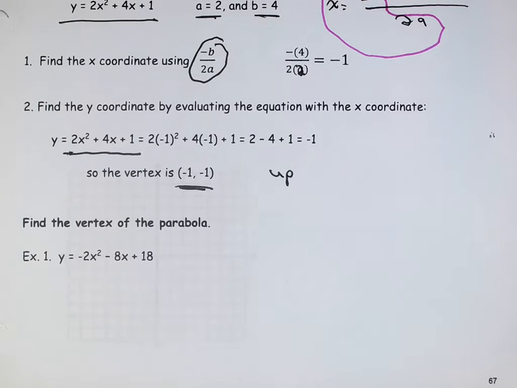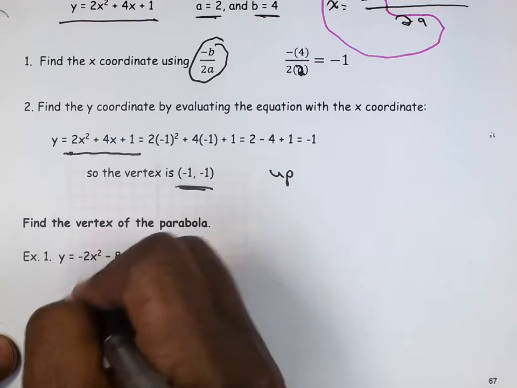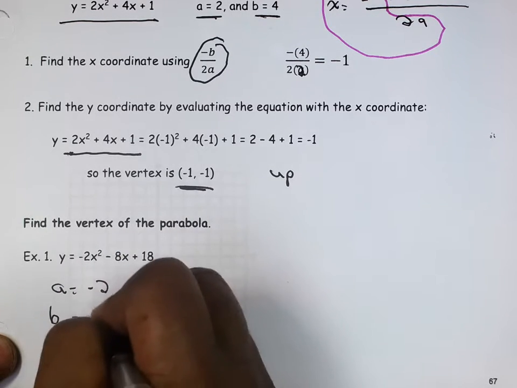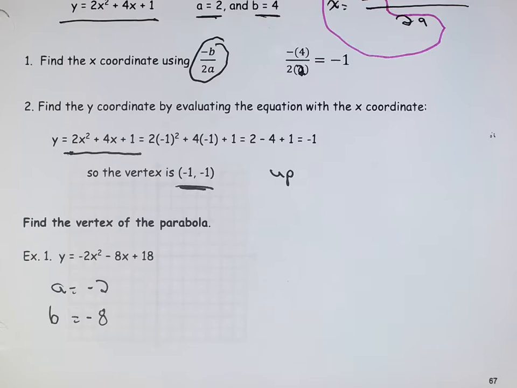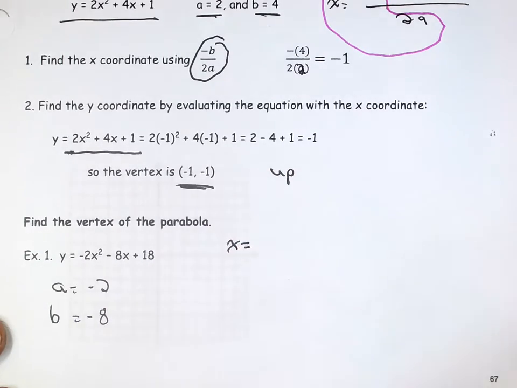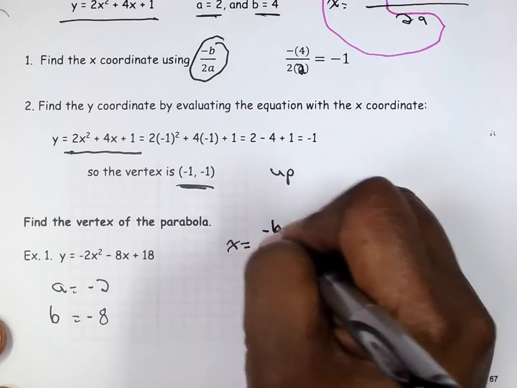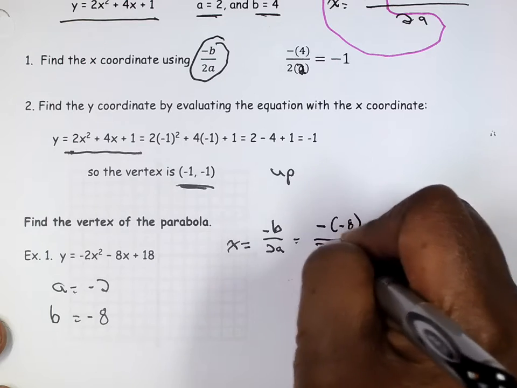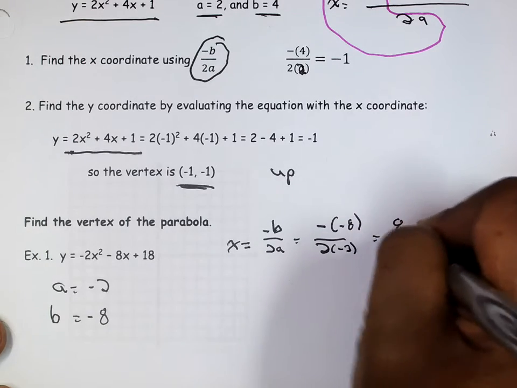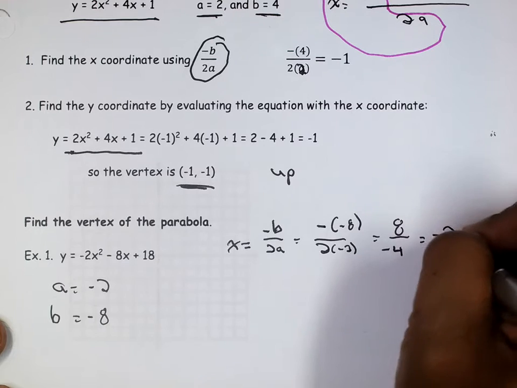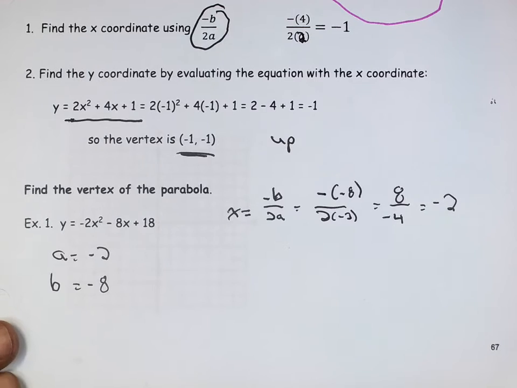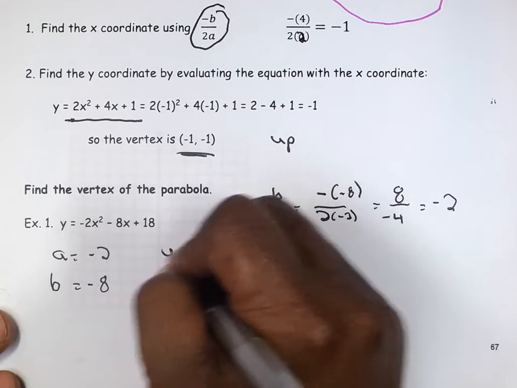Alright, so let's look at this first one. We have y equals negative 2x squared minus 8x plus 18. So my a term is negative 2. And my b term is negative 8. So the x-coordinate of the vertex is the opposite of b over 2 times a. So the opposite of negative 8 over 2 times negative 2. So I get 8 over negative 4, which is equal to negative 2. So that's the x-coordinate of the vertex. And now I need to find y.